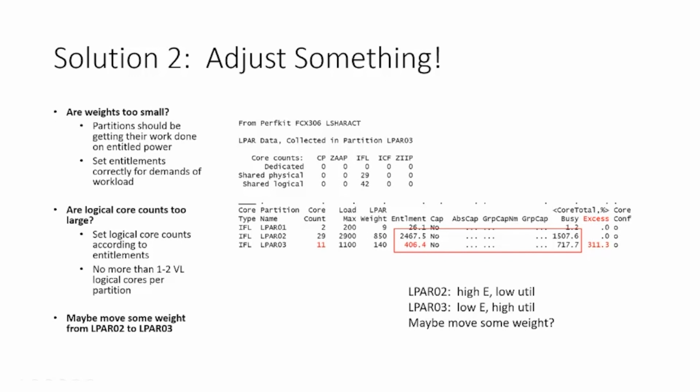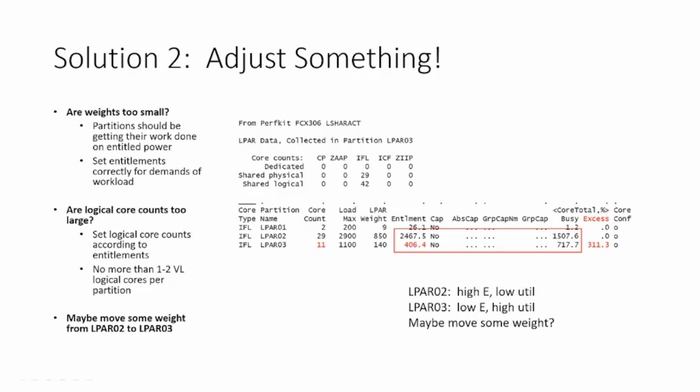Now, the other thing to look at is, are the logical core counts too large? This partition, LPAR 3, is entitled to about 4 cores worth of power, but it has 6 vertical lows. Does it need to have 6 lows? Does the core count really need to be 11 here? Maybe it should be smaller, and you can evaluate that by looking at core utilization as a function of time. I had a graph of that a little ways back. My friends over in Prism development tell me that there really ought to be no more than 1 to 2 vertical low logical cores per partition. So as you're setting up your KEC and comparing your core counts to your entitlements, you might want to keep that in mind.